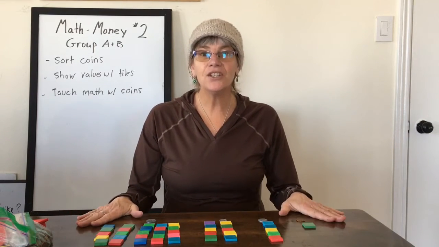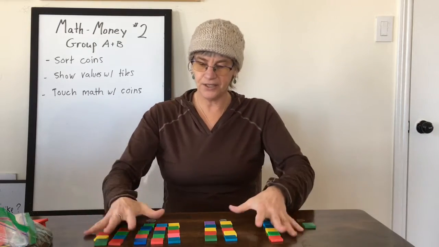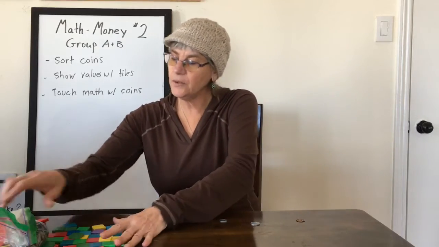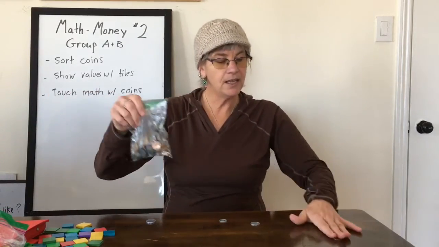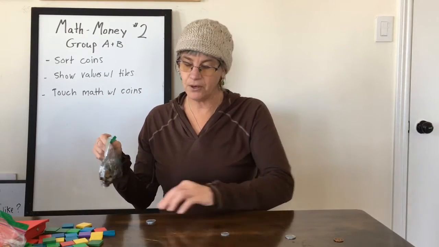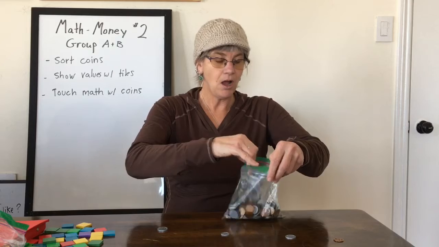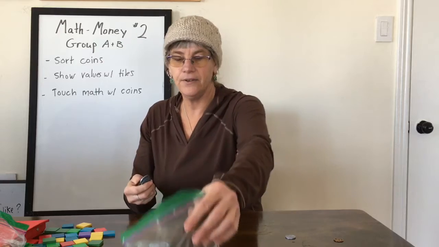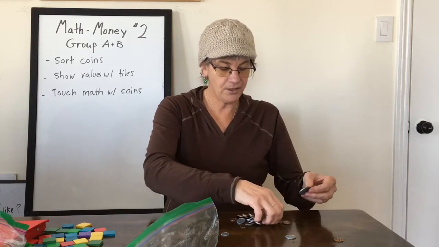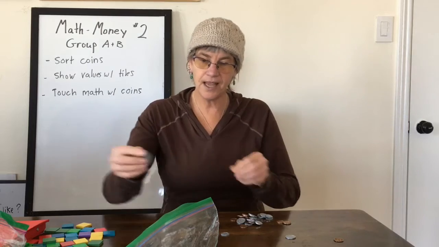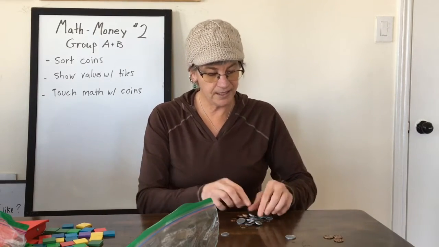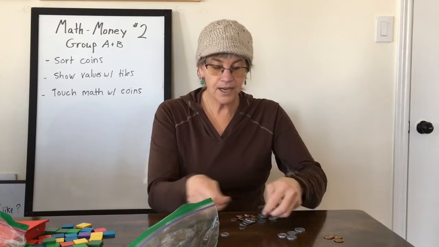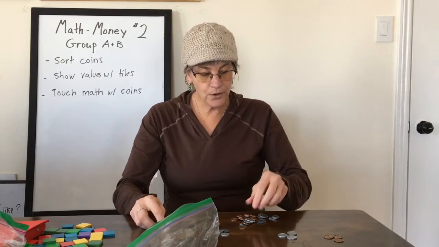All right, good job. Now the next thing you're going to do is sort your coins. We're still just working with pennies, nickels, dimes, and quarters. So you're going to put all your pennies in one group, all your nickels in another group. I'm just taking out a small handful now. That's all I'm going to need to show you this. I'm not using half dollars. We're just using pennies, nickels, dimes, and quarters.